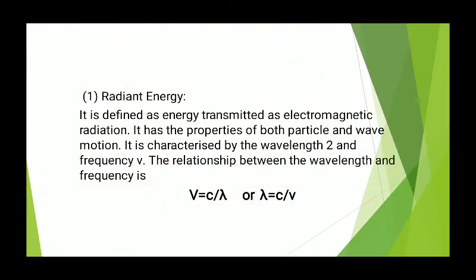Now in the previous section we have seen some terminology, that means wavelength, frequency, wave number and the relation between the frequency, wave number and wavelength, and interaction of radiation with matter. Today we shall discuss some terminology used in absorption measurement. The first important terminology used for measurement is radiant energy. Radiant energy is nothing but the energy transmitted as electromagnetic radiation.